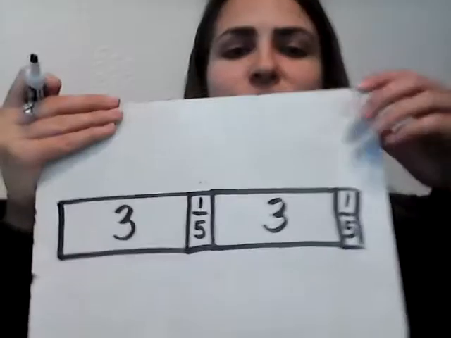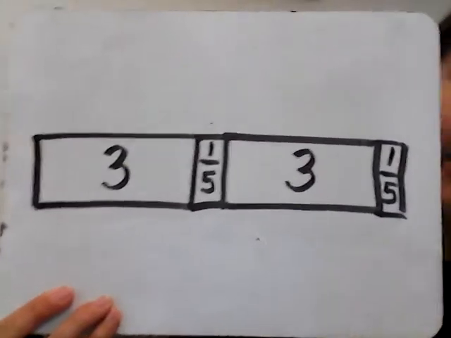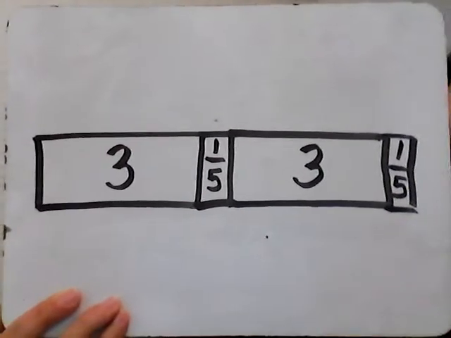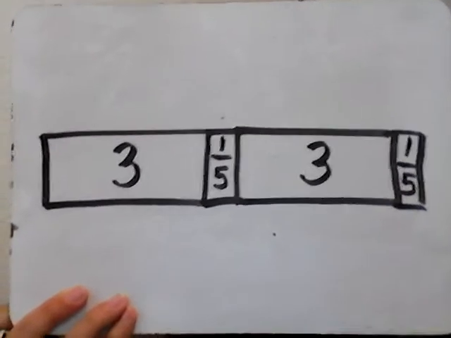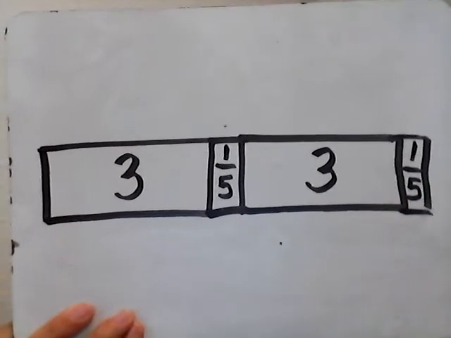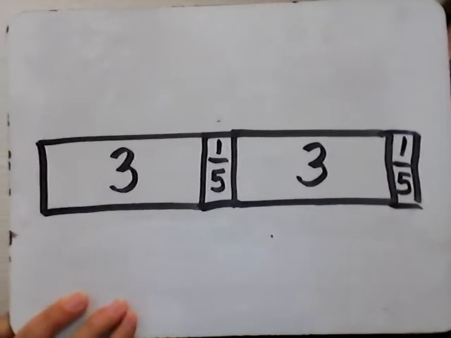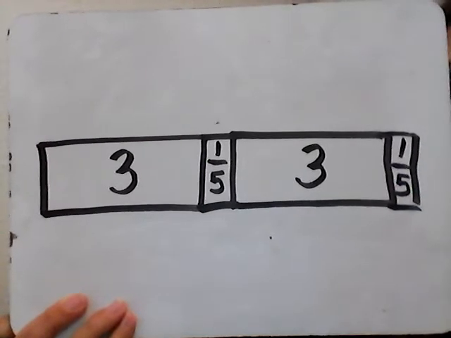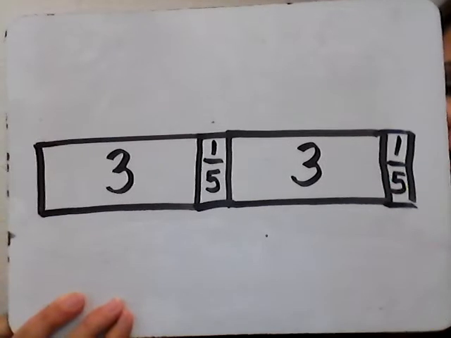And the first thing that you're going to do is try to write a number sentence to represent this tape diagram. What kind of number sentence could you write to represent this tape diagram? I want you to pause the video and write your number sentence or number sentences on your paper. Pause the video.